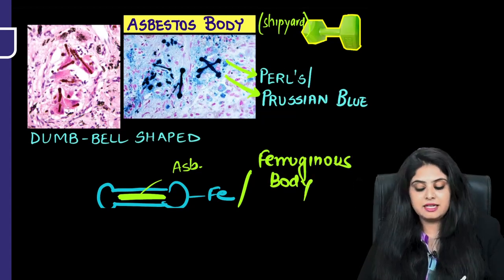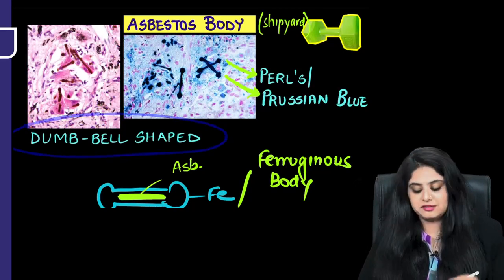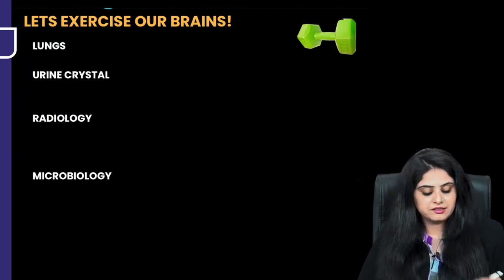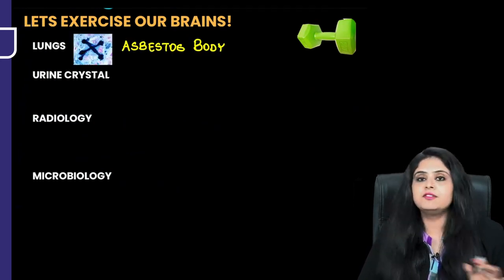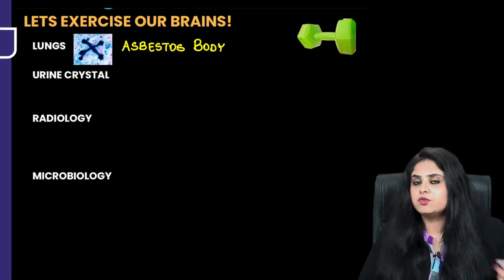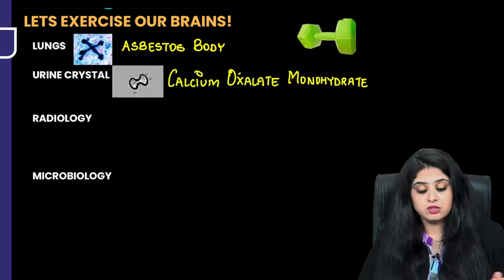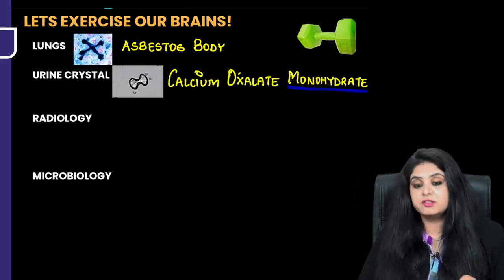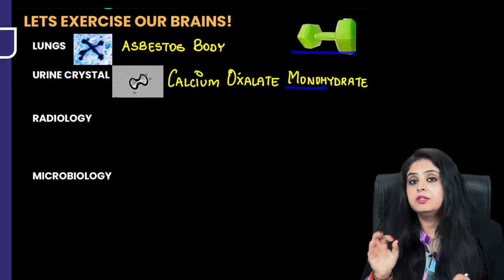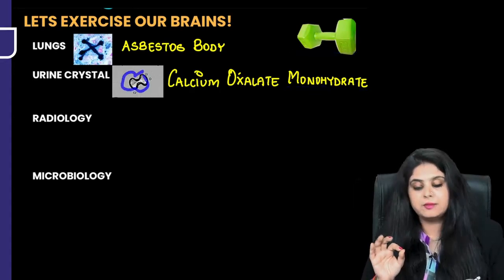Now that the dumbbell has come up, I can see a dumbbell, so it's time to do some exercise. Let's exercise our brain. So dumbbell in the lungs we've just done, it is asbestos body. Which urine crystal is dumbbell shaped, which you will be studying shortly in this particular section of snapshot? Calcium oxalate monohydrate, not calcium oxalate dihydrate. Remember, mona is dumb. Mona is dumbbell. So monohydrate is dumbbell shaped.